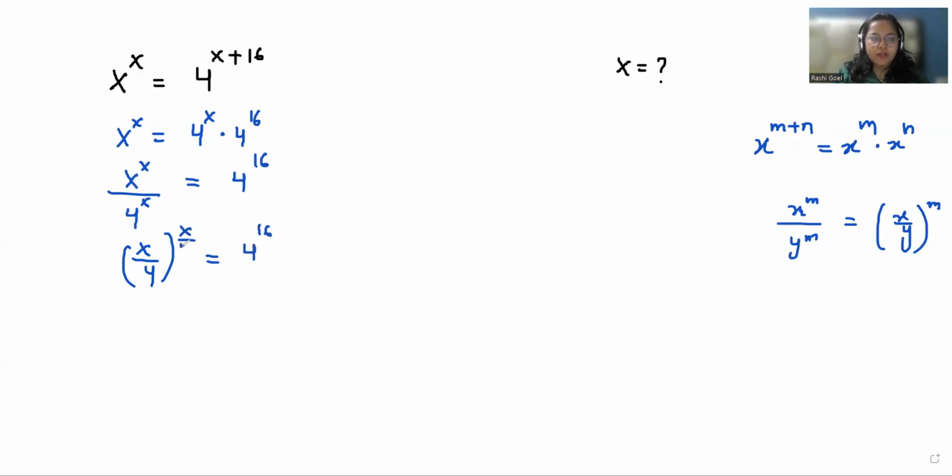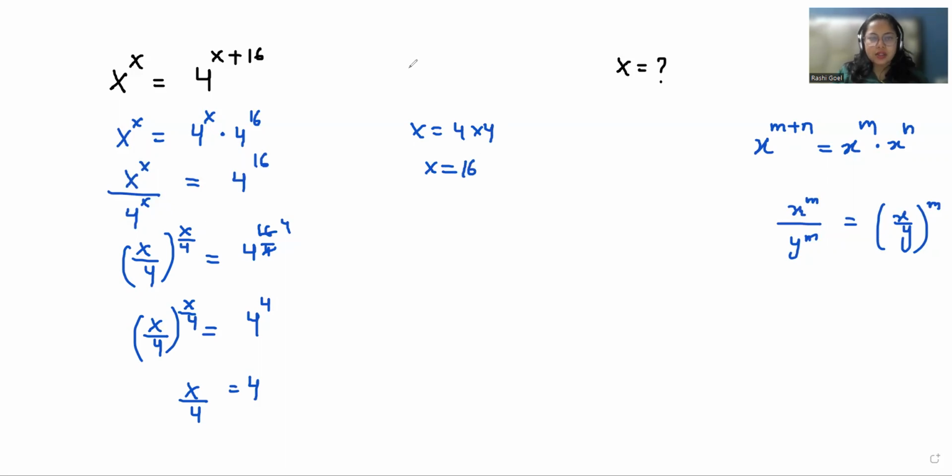Now I'm going to divide with 4 in both the power. So x by 4 power x by 4 is equals to, we can eliminate this, 4 power 4. Now if we compare both sides, the value of x by 4 is equals to 4 and the value of x is 4 times 4, that is 16.